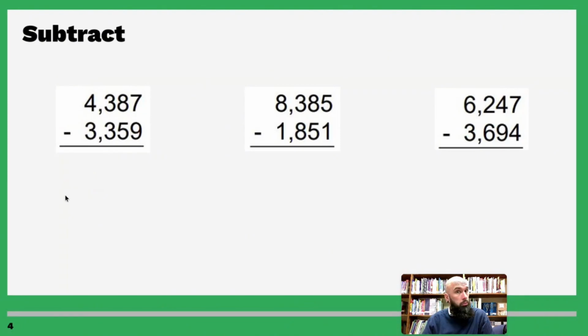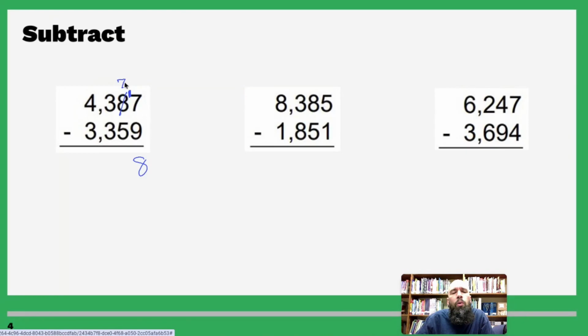Ooh. Now we have 4-digit numbers minus 4-digit numbers. My goodness, how are we going to do this? Well, I'm not scared. The same rules apply. You go to the ones place value and see if you can do it. 7 minus 9? No. So I borrow 1 from 8, turn that into a 7, and make this 17 minus 9. 17 minus 9 is 8.